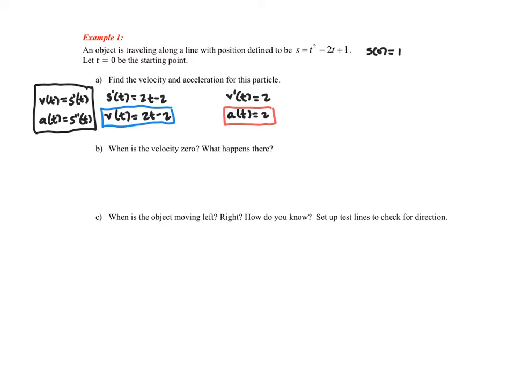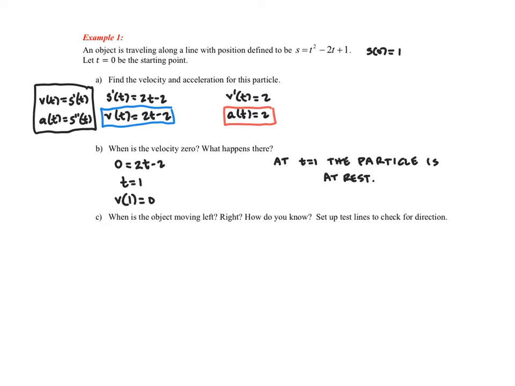Okay, in part B, it says, when is the velocity 0? Well, let's set v of t equal to 0. And it looks like at t equals 1, v of t equals 0. So v of 1 equals 0. That means at t equals 1, the particle is at rest or stopped.